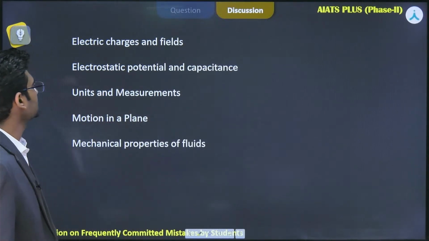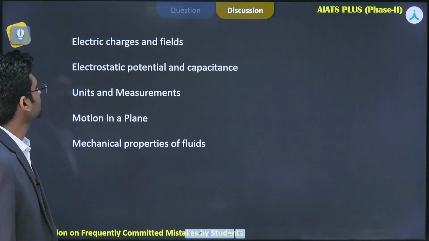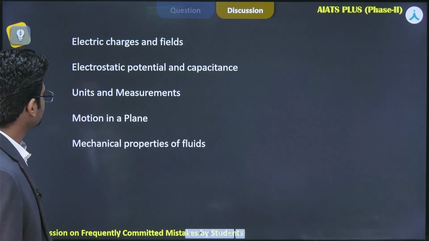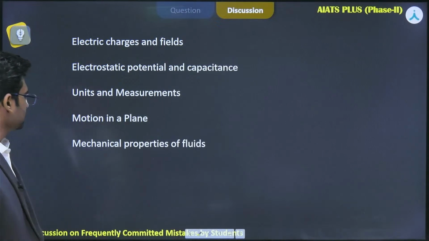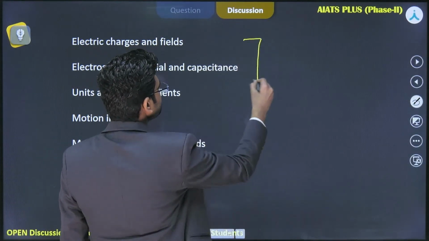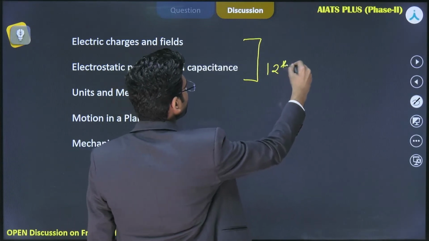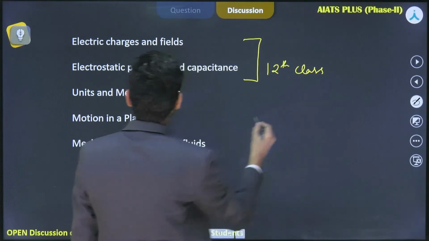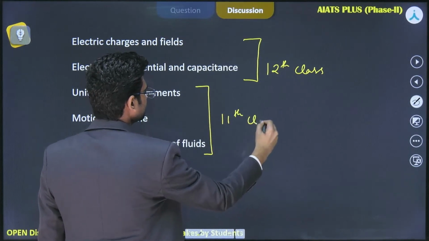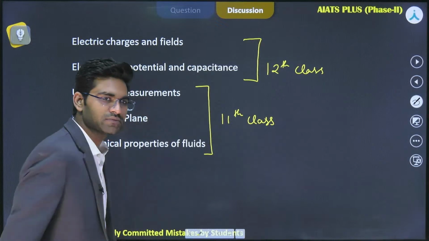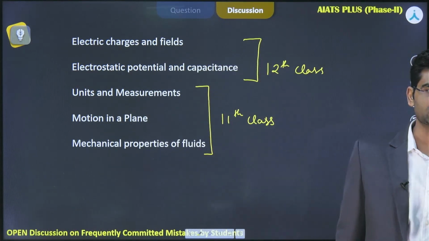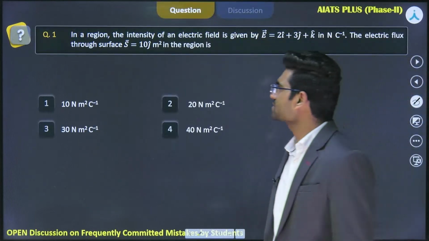The first chapter is electric charges and fields, electrostatic potential and capacitance, units and measurements, motion in a plane, and mechanical properties of fluids. As you can see, these two topics are from your 12th class, and these three chapters are from your 11th class. So we are going to discuss some questions, and around those questions, we are going to build concepts. Let's see the first question then.